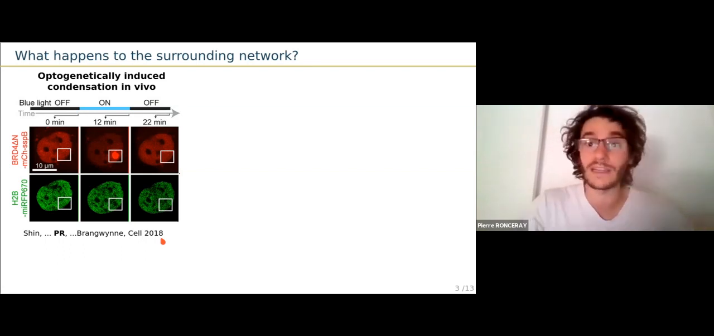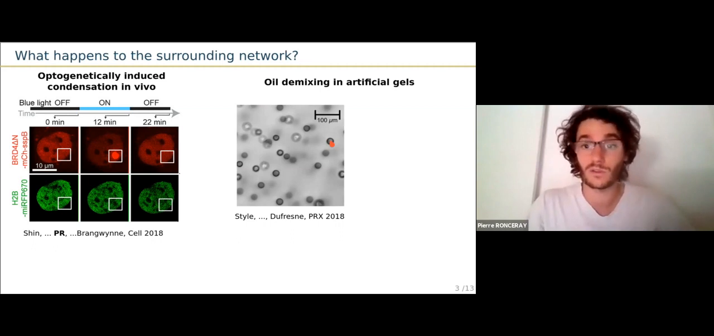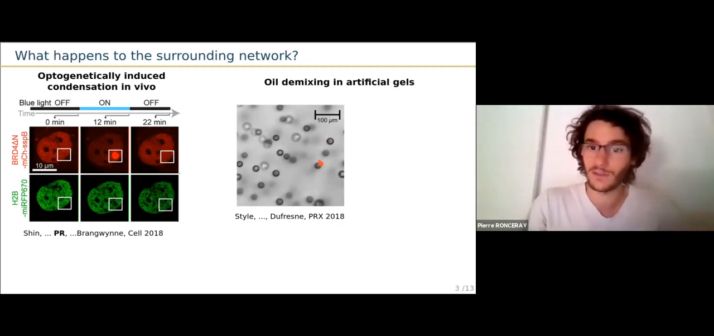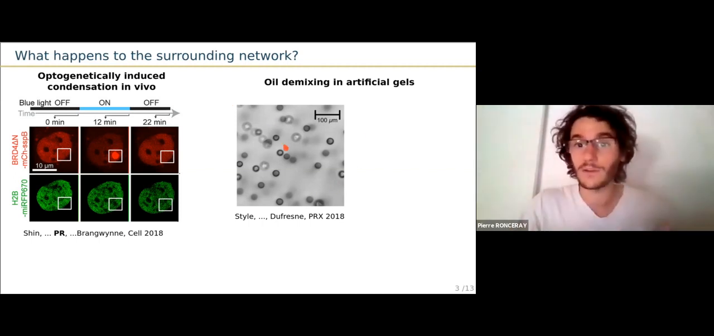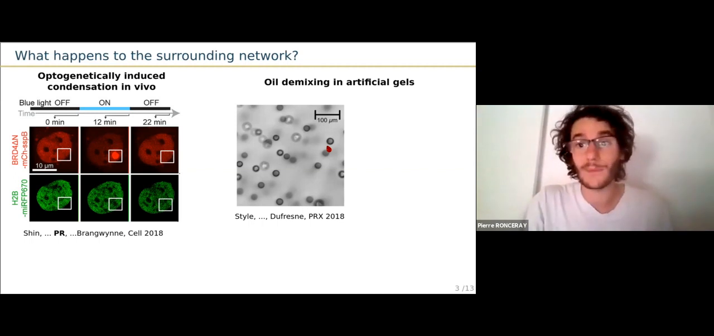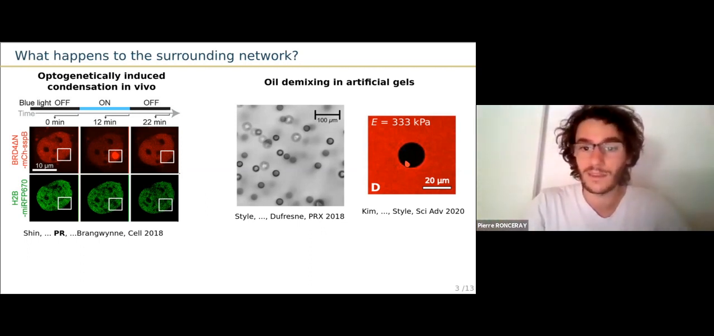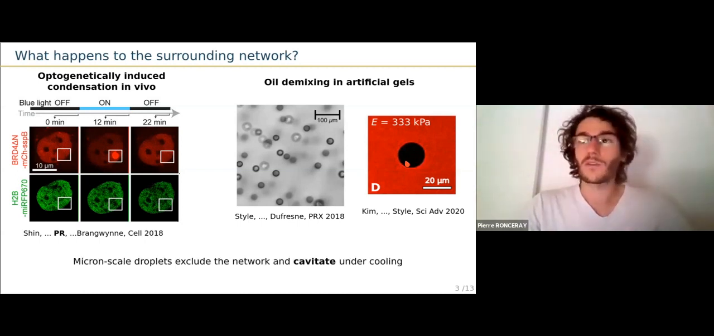Another series of works that has looked at liquid-liquid phase separation in an elastic network is the group of Eric Dufresne in ETH Zurich, which has this beautiful and finely controllable in vitro system made of oil demixing in an artificial PDMS gel, for which they can induce the phase separation by supersaturating the network and then cooling it down. And so there are these nice micron-sized, tens of micron-sized droplets that emerge. And if you look at what happens to the PDMS around it, there's a pocket that opens, meaning that it's really expelled from the droplets.